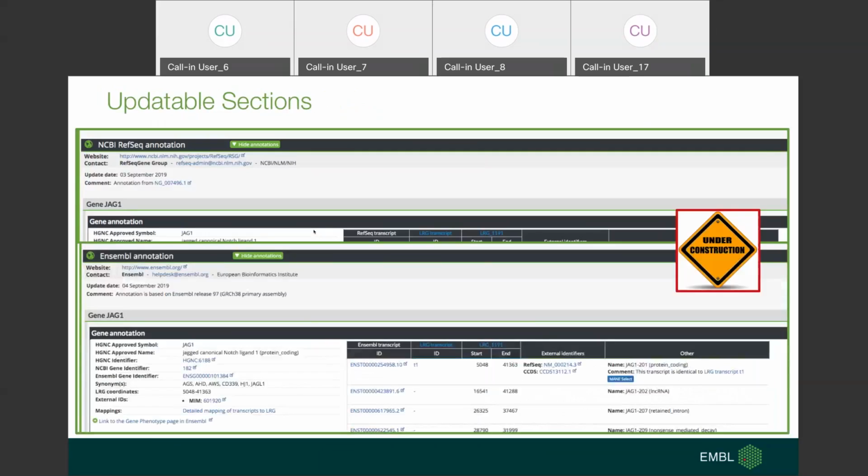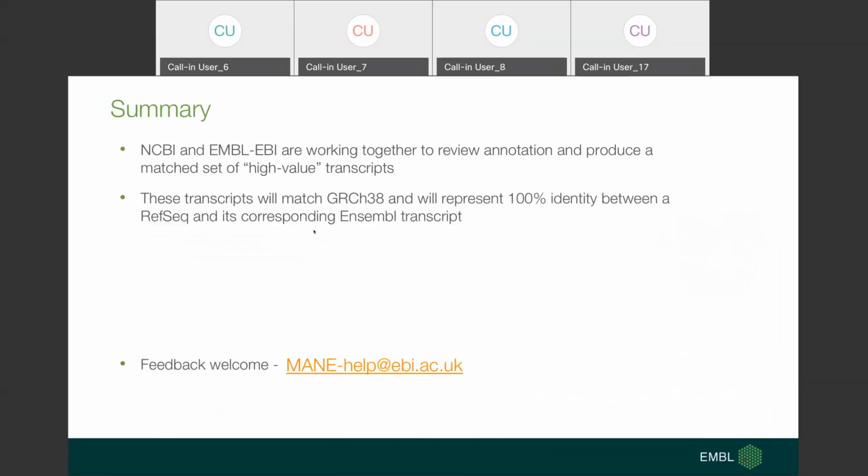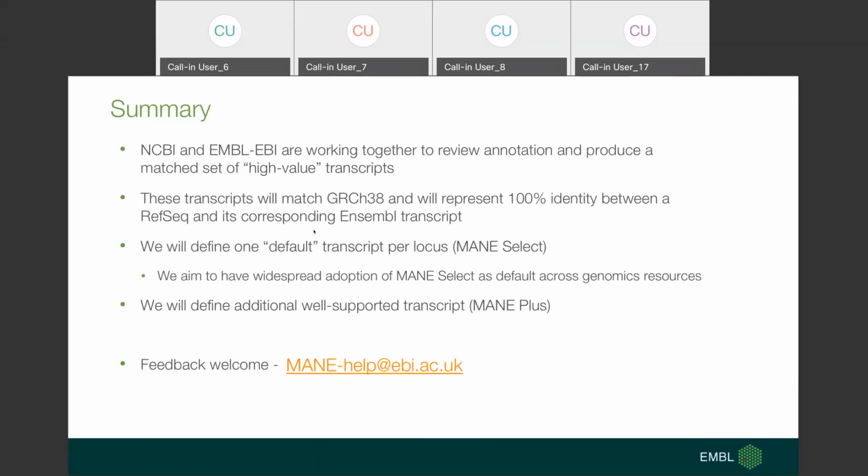So no need to show this, but in summary, NCBI and EBI are working together to review our annotation and produce a matched set of high-value transcripts. These transcripts need to match GRCh38, and they do represent a perfect match between the RefSeq and the Ensembl ENST.